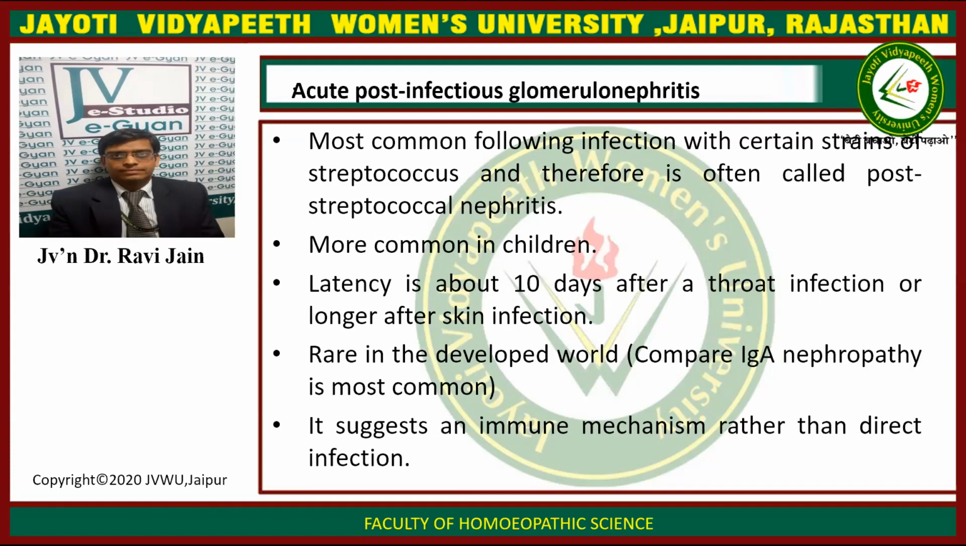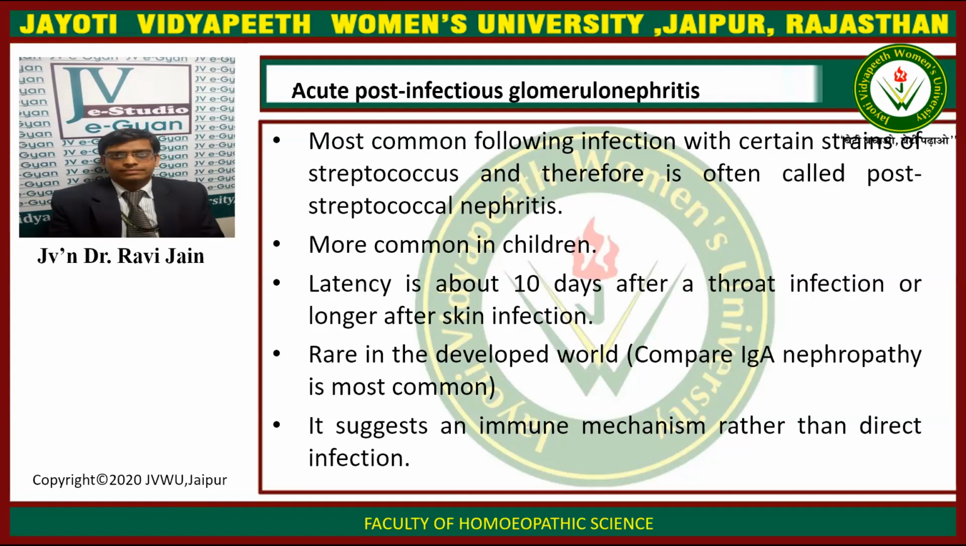We come to the next type of glomerulonephritis, that is acute post-infectious glomerulonephritis. This is an acute condition occurring after the infection. It most commonly follows infection with certain strains of streptococcus, and therefore it is often called post-streptococcal nephritis.